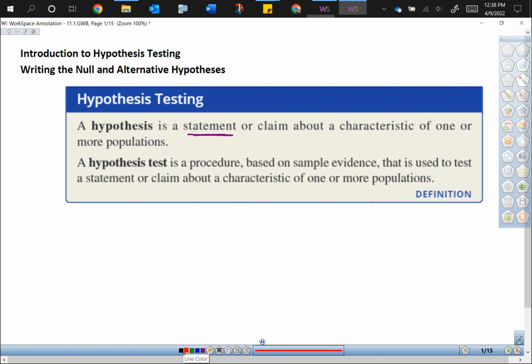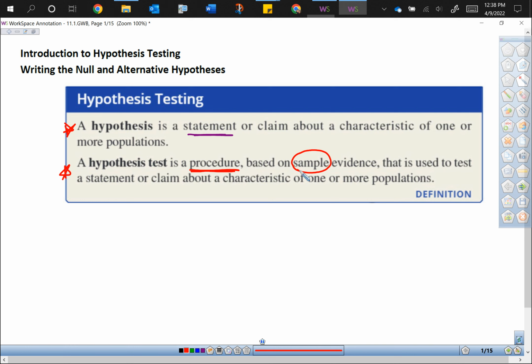So you guys know that in science, if you have an idea, if you think something's going to happen, you make a hypothesis. But here is where statistics is different from science. A hypothesis test is a procedure based on sample evidence that is used to test a statement or claim about a characteristic of one or more populations. So we're going to make a hypothesis, and then we're going to do a procedure called a hypothesis test on it. And again, this is based on sample evidence, not the population. It's based on sample evidence that's used to test a statement or claim about the characteristics.